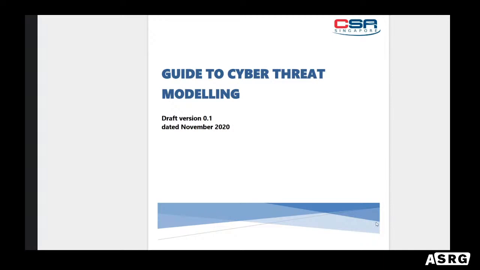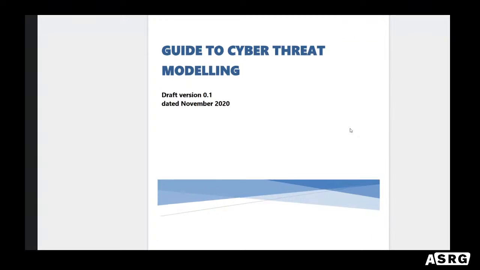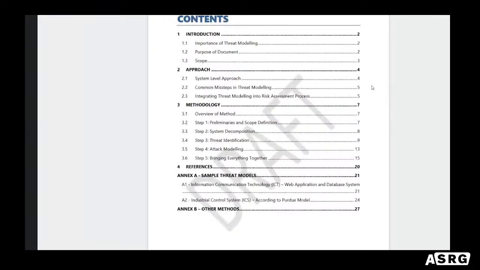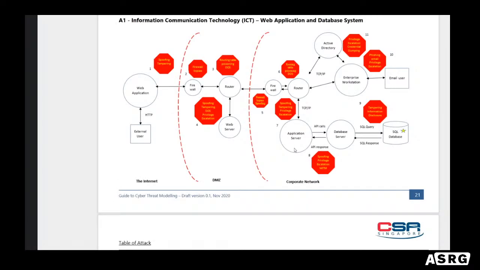To do that, I usually use this guide to cyber threat modeling. This one comes from CSA Singapore. It's a pretty good description, and I don't have any other connections to CSA other than that. In this one, we have a description of a threat modeling methodology and different aspects of that. But the important thing I want to highlight here is this high-level architecture map that we see here.